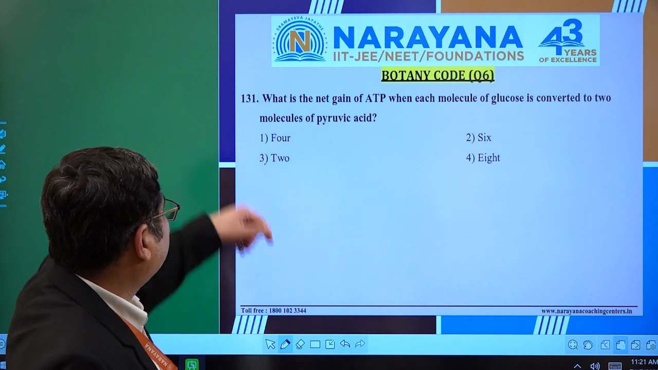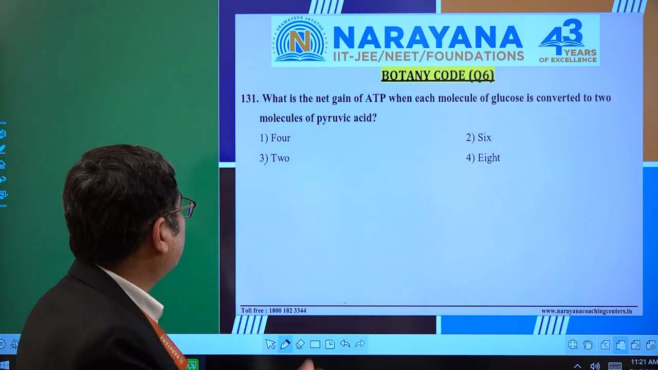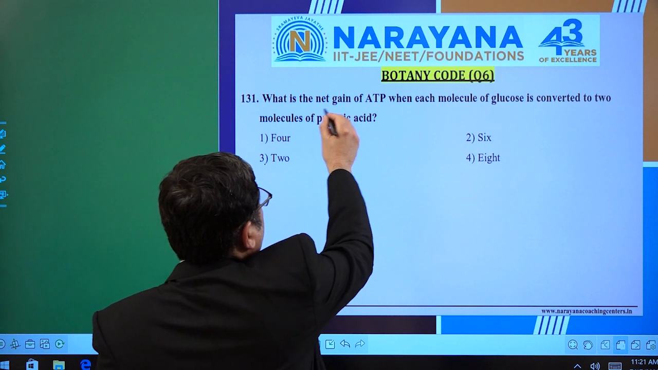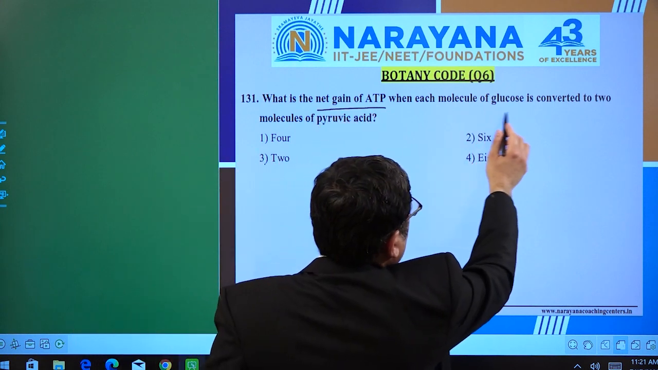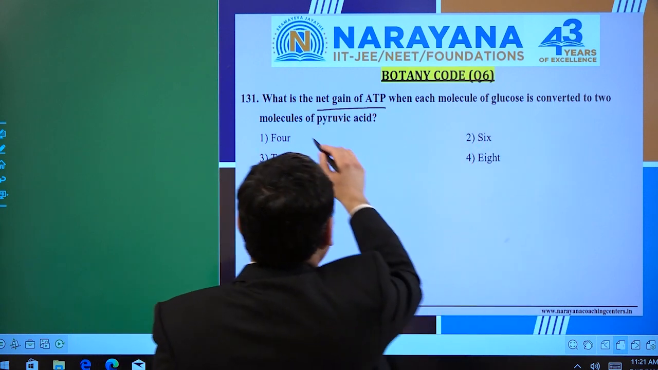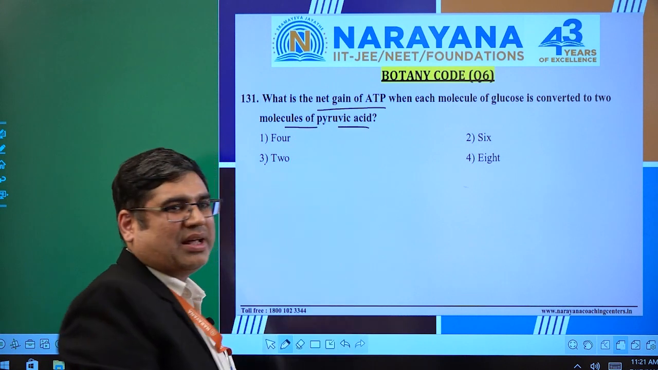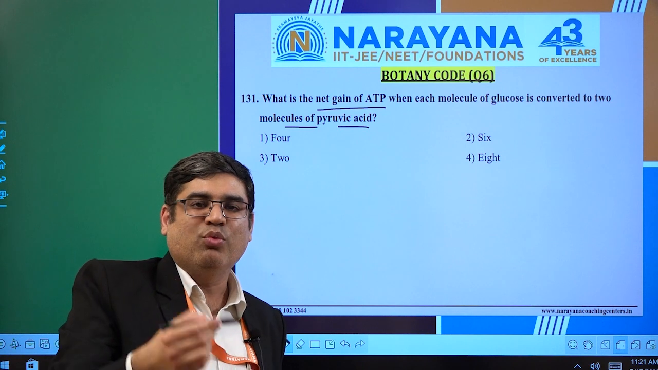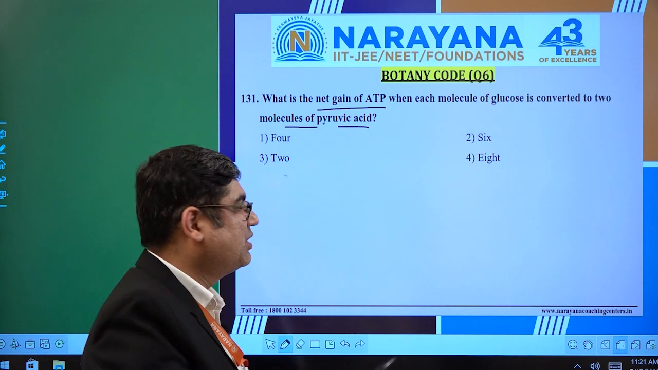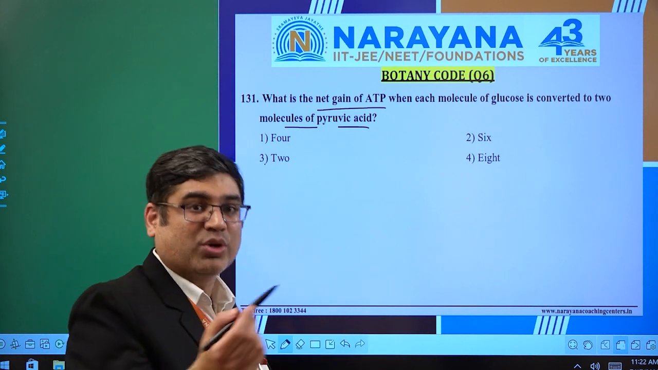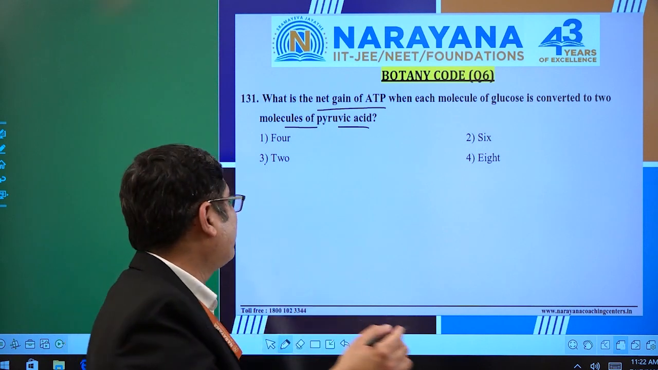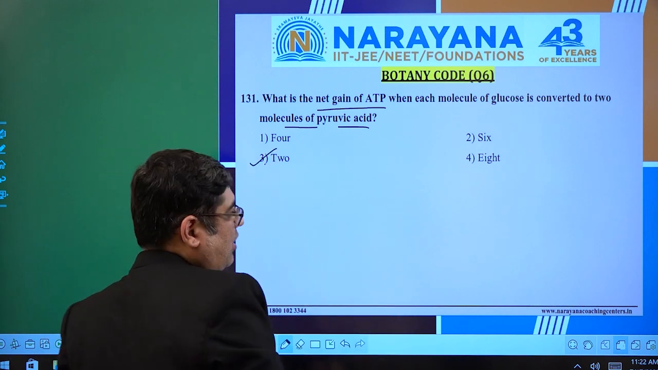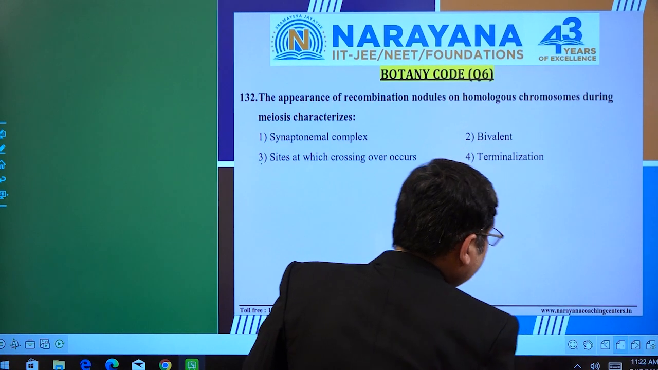So dear student, if you see question number 131, it asks what is the net gain of ATP when each molecule of glucose is converted to two molecules of pyruvic acid. It's simply asking, when a particular glucose molecule is performing glycolysis, what is the net gain? As everyone knows, 4 ATP are formed in total, but 2 are consumed, so the final answer should be 2. Here we move on to the next question.